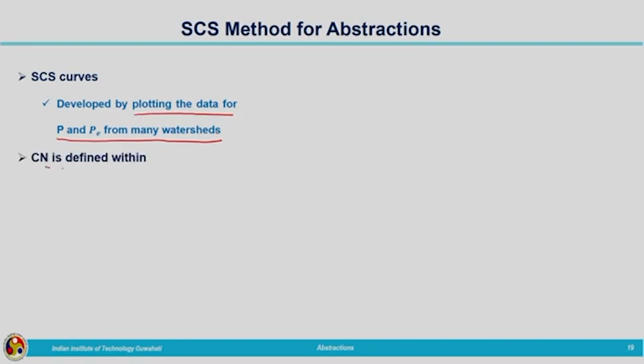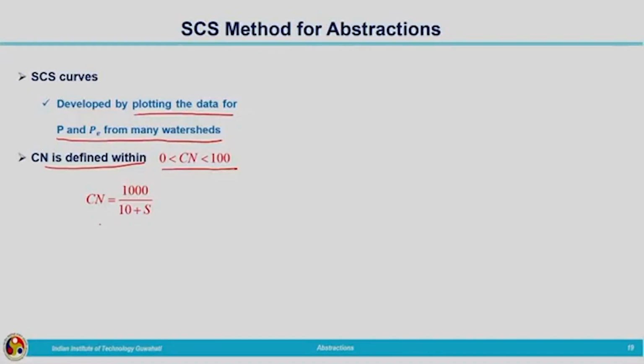And the curve number is defined between the range of 0 to 100. So, curve number varies between 0 to 100, and within this, depending on the different type of land use, we will be selecting the value corresponding to curve number. And curve number can be calculated by using the formula 1000 divided by 10 plus S. This is based on the formula which I have already shown to you regarding the relationship between the curve number and the potential retention.